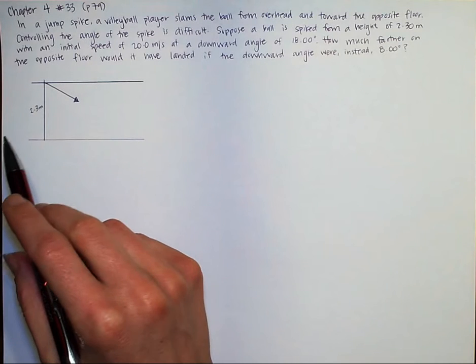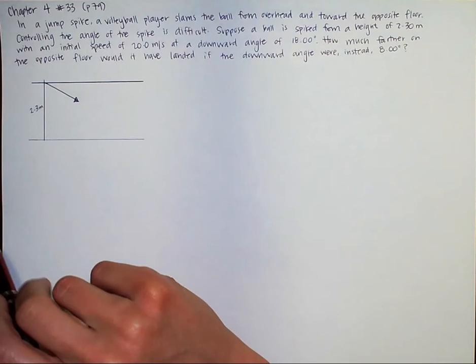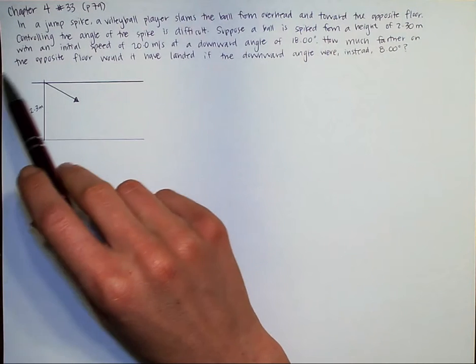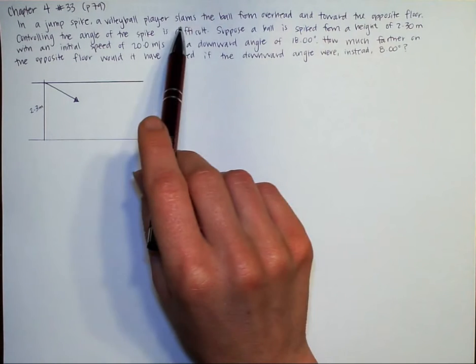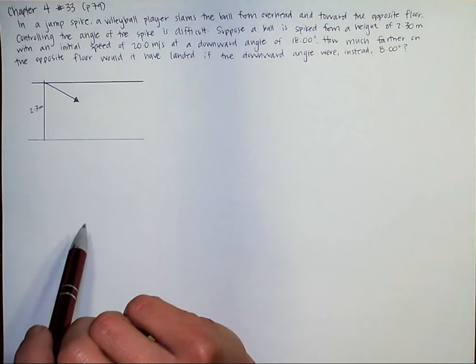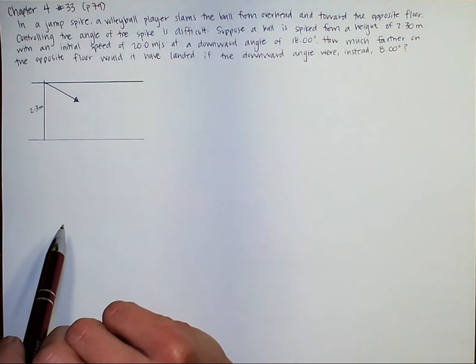Now we are going to try chapter 4, problem number 33. In this one, we have a volleyball player doing a jump spike. They slam the ball from overhead and toward the opposite floor. Controlling the angle of the spike is difficult.